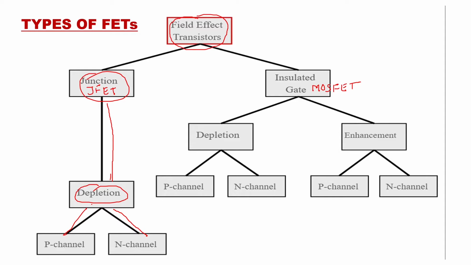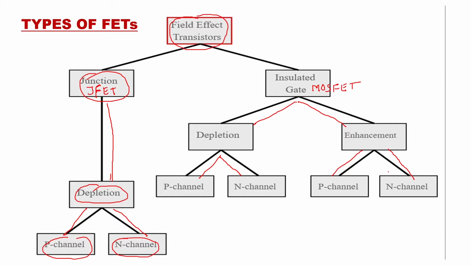Now we can remember that JFET is basically of two types: one is P-channel JFET and one is N-channel JFET. And this JFET only we are going to refer to as FET. If you see the MOSFET classification, you can have depletion type MOSFET and enhancement type MOSFET. Again, in depletion you can have P-channel or N-channel depletion type MOSFET. Then you can have P-channel enhancement type MOSFET and N-channel enhancement type MOSFET. When we study MOSFET, we will see those classifications.